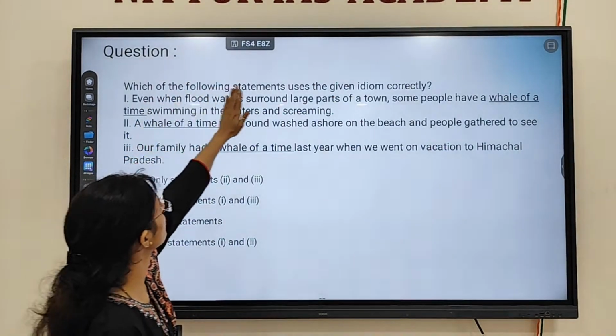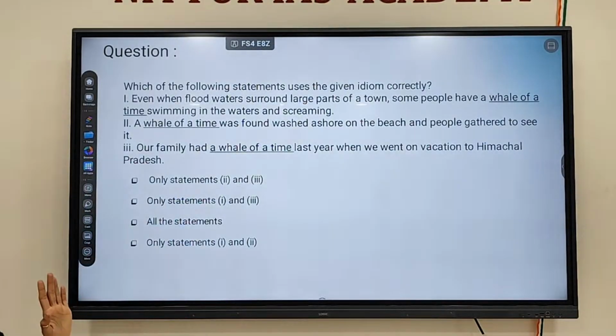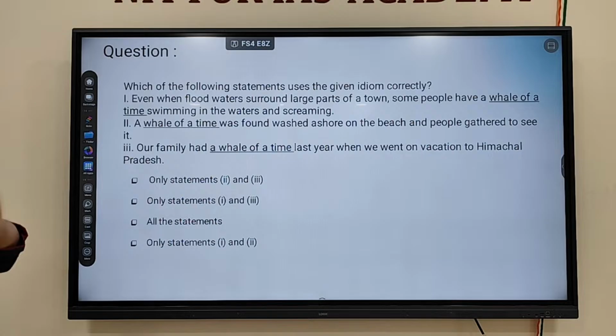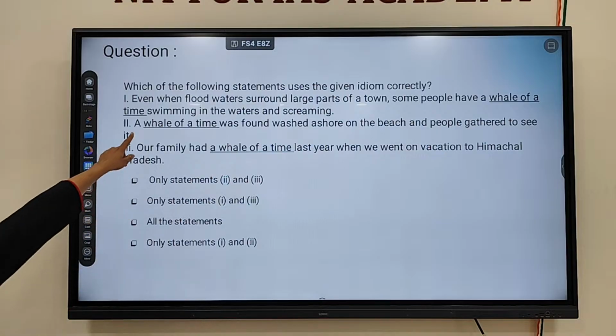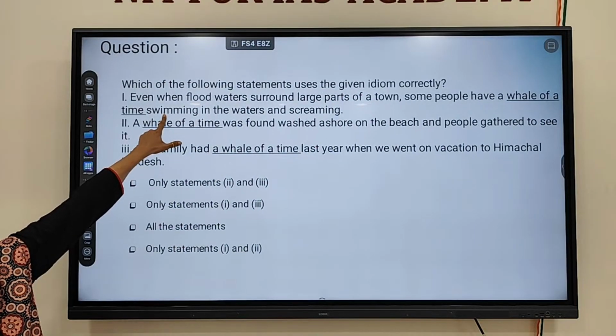See, if I remove the words swimming in the water and screaming, and I put they had a whale of a time cleaning up their homes, cleaning up their surroundings, and whale of a time traveling in different places, so it will mean hassle or it will mean difficulty, right? But here, what I'm saying, though there was flood, they were enjoying and swimming. So it's enjoying only, no? Correct? Is swimming something negative or positive? See, swimming, playing, enjoying, no?